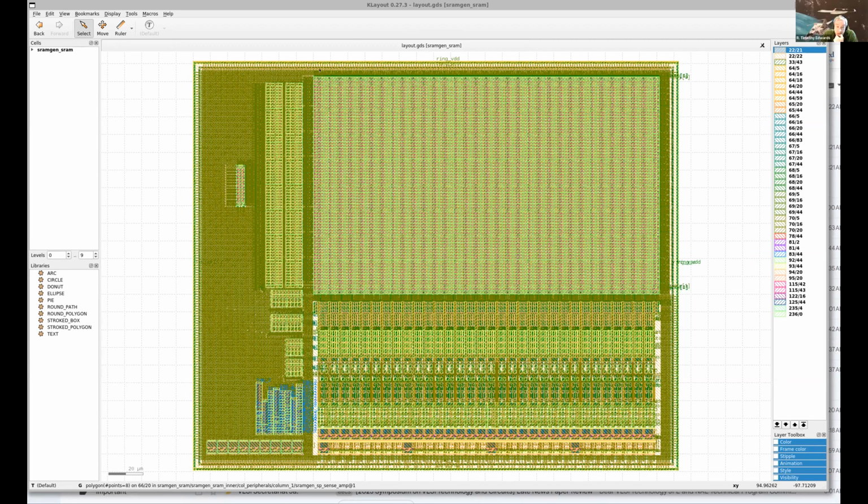Yeah, I would love to have that. This is a custom memory generator that we built from scratch. The extraction and simulation here have been done using commercial tools. The idea here is, can we correlate what we see in commercial tools with what you see in Magic?